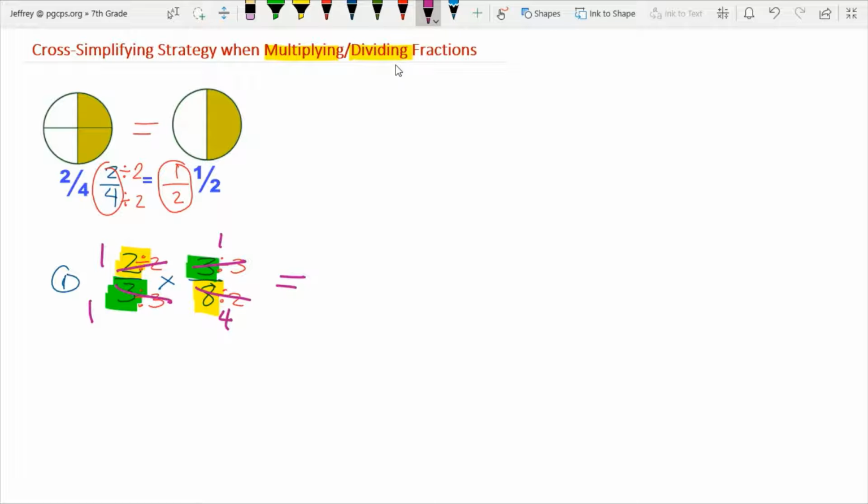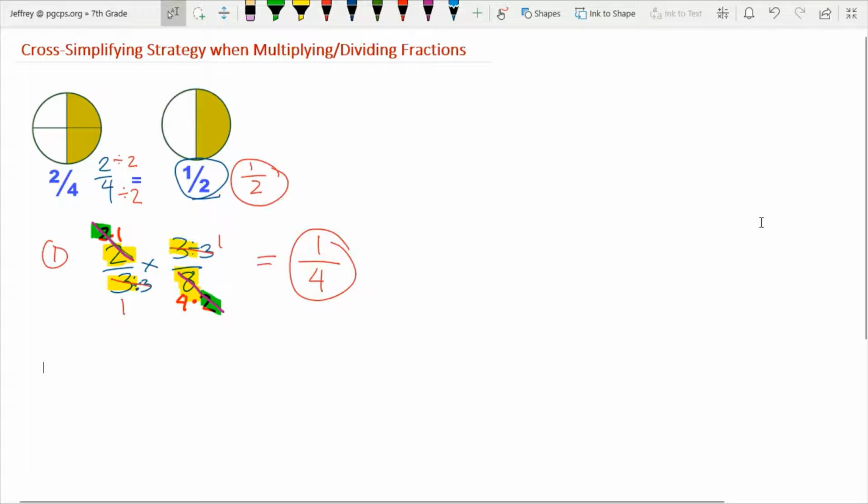Now that we simplified the fractions by cross-simplifying, we can multiply straight across. 1 times 1 is 1, and 1 times 4 is 4, and you are done. So it's very important that you know your multiplication facts as well. So please study. Now let's move on to number 2.